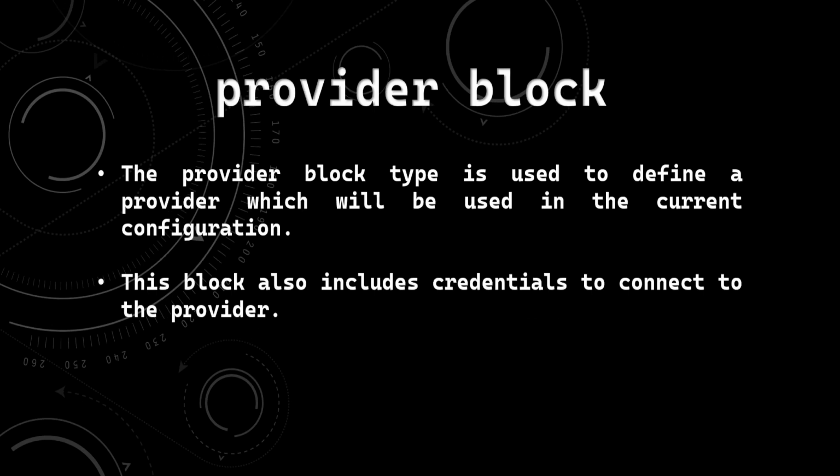Provider block. The provider block type is used to define a provider which will be used in the current configuration. And here, what provider have we used? We have used the AWS provider. And what have we defined inside the provider block? We have provided the credentials and the region in which our resources will be created, right? So this block also includes credentials to connect to the provider.